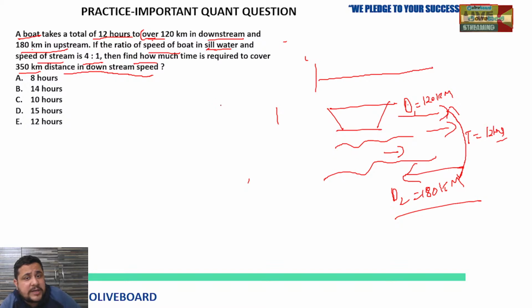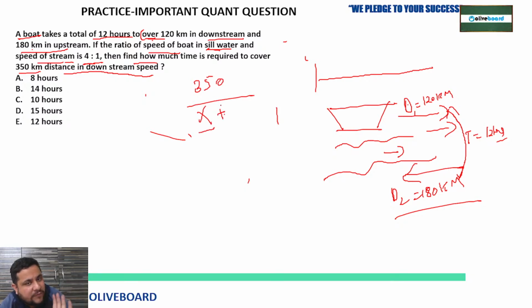If the ratio of the speed of the boat in still water and the speed of the stream is 4 is to 1, find out how much time is required to cover 350 kilometers. As I already told you, first follow the basic concept: what is given and what is required. We need to find how much time is required to cover 350 kilometers. The boat will cover 350 kilometers downstream. Downstream speed is the speed of the boat in still water plus the speed of the stream, so x plus y. Do we have x and y? No, we don't, but the ratio is given.